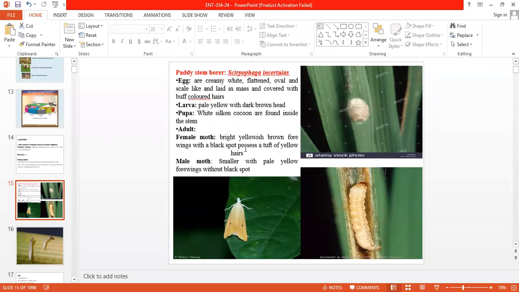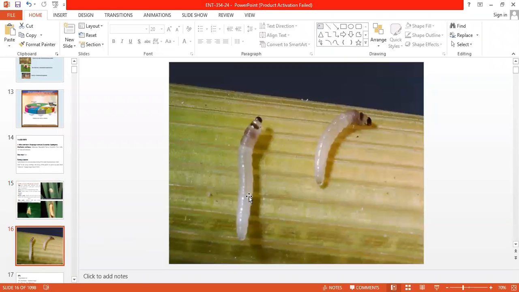Then the larval stage. The larva is pale yellow in color, and the head of the larva is dark brown or blackish in color. So the larval stage is pale yellowish. The larval period is near about 20 to 45 days.